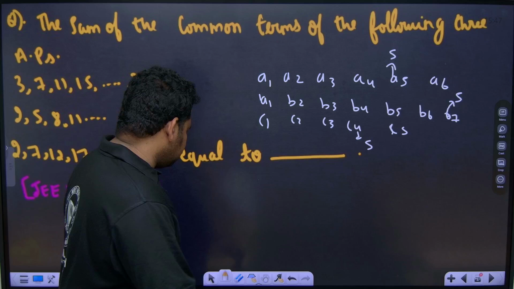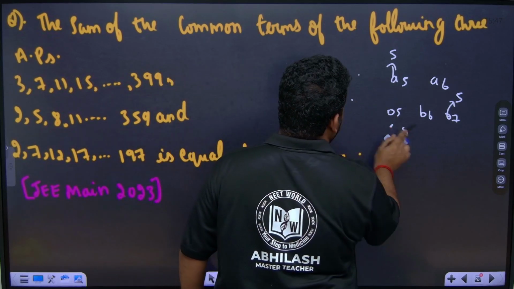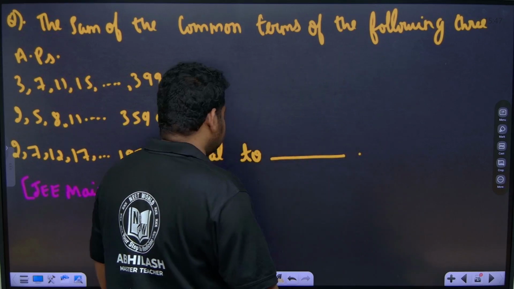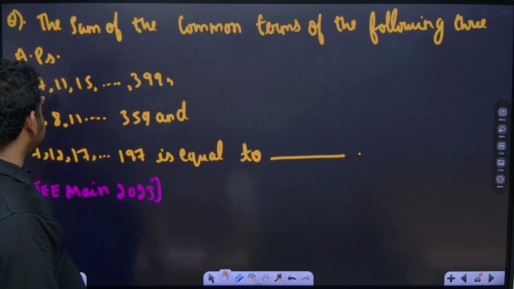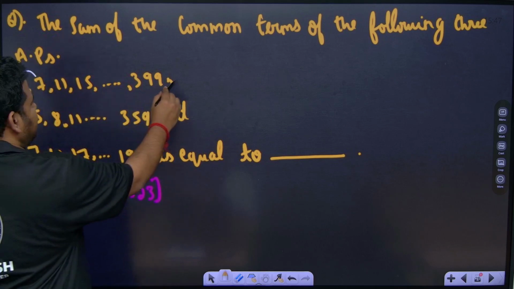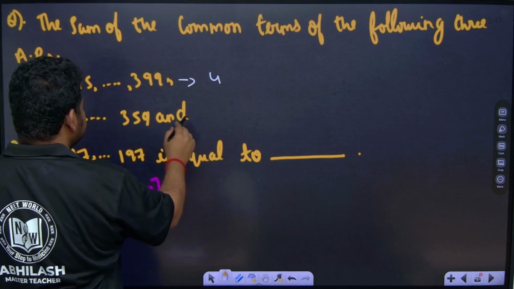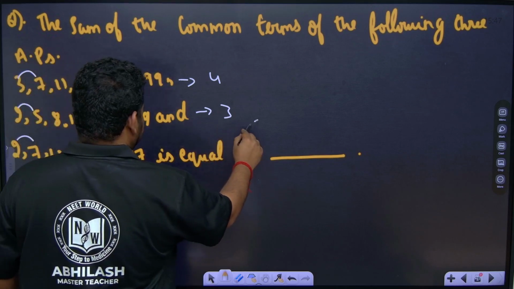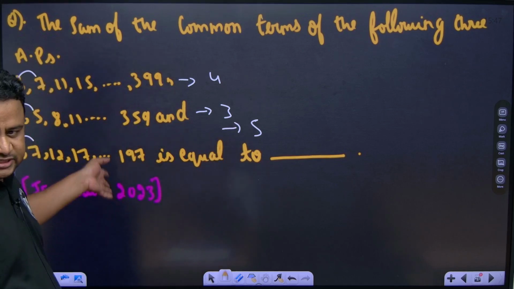Now look at this question. They are telling the sum of the common terms of the following APs. What is the common term? We don't know. They have given the following three APs. Now looking at this, the common difference in this AP is 4, correct? And in this AP it is 3. In this AP it is 5. So the common terms which we get for all these three APs, we have to add them.